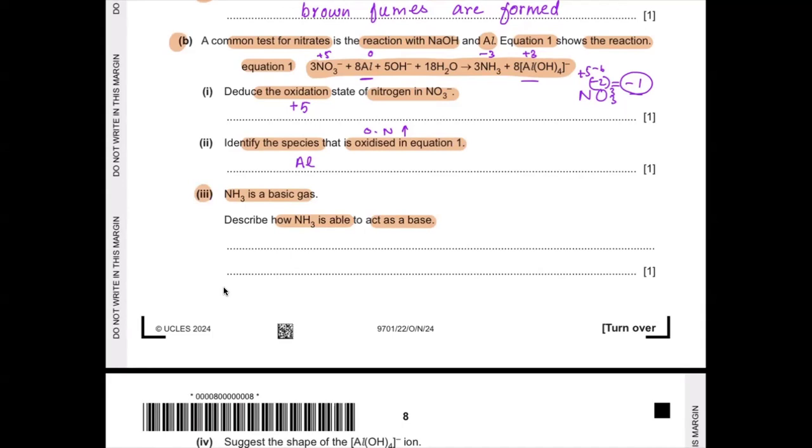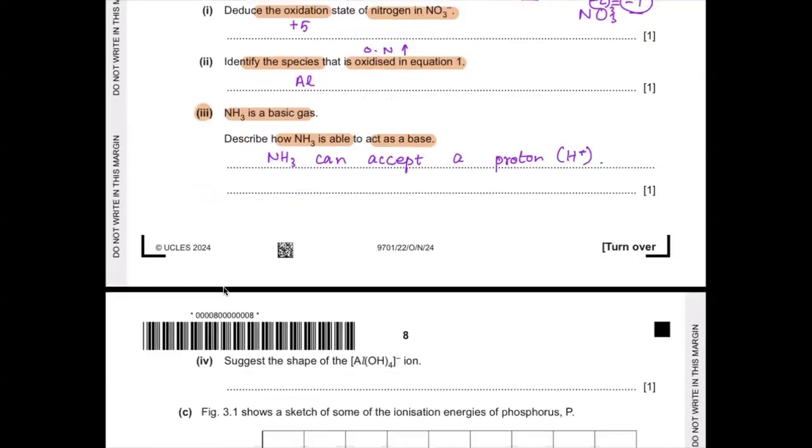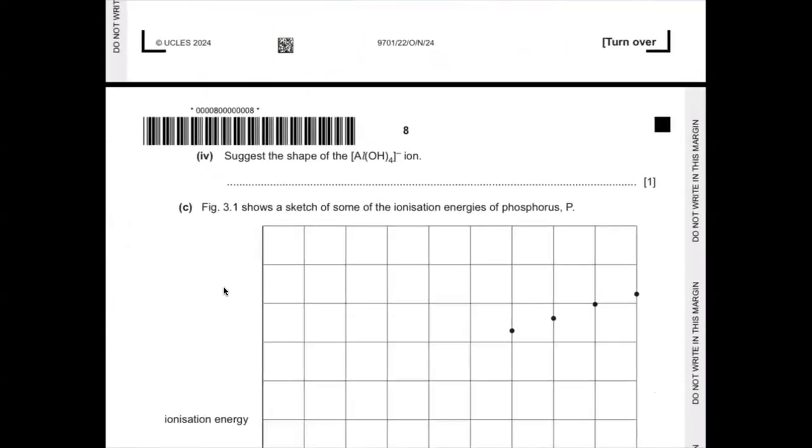Okay. So how is ammonia able to act as a base? Any base is a species which accepts a proton. So ammonia can accept a proton, and whenever we are talking about a proton, we are referring to the hydrogen ion. So ammonia acts as a base because it accepts a proton. It has the ability to accept the hydrogen ion by donating its lone pair, right?